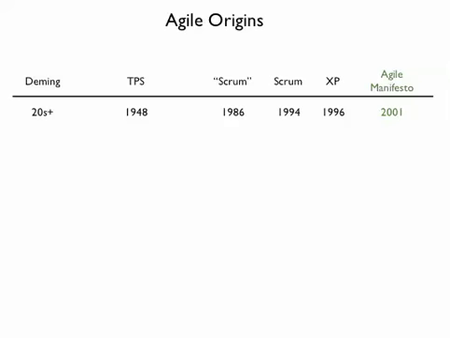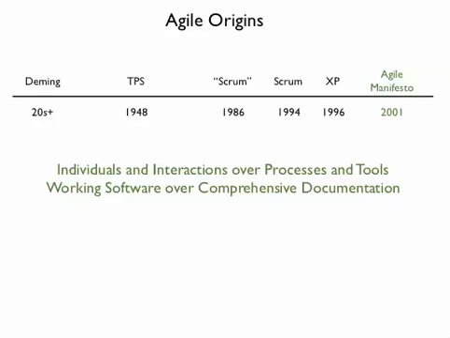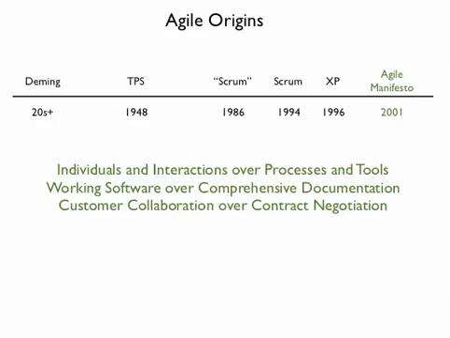So if we look at what the Agile Manifesto is, it's 4 value statements that are the foundation of what Agile is. The first one is individuals and interactions over processes and tools, working software over comprehensive documentation, customer collaboration over contract negotiation, and responding to change over following a plan.